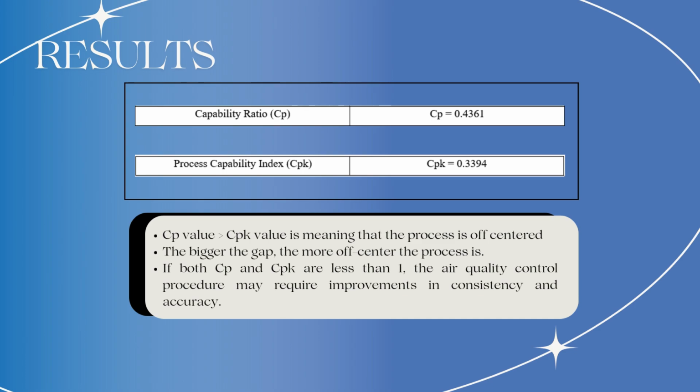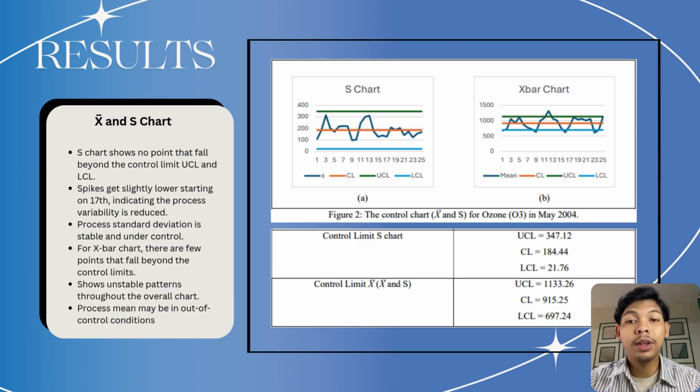The CP value is bigger than the CPK value, meaning that the process is off-centered. The bigger the gap, the more off-centered the process is. If both CP and CPK are less than 1, the air quality control procedure may require improvements in consistency and accuracy. Next, we move to the X-bar and S-chart.